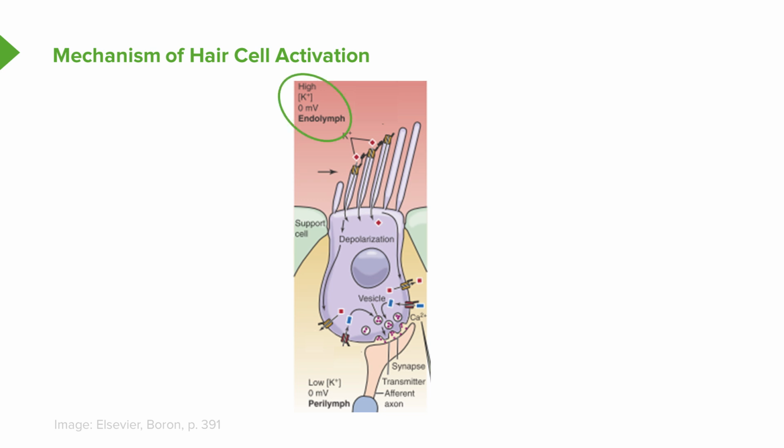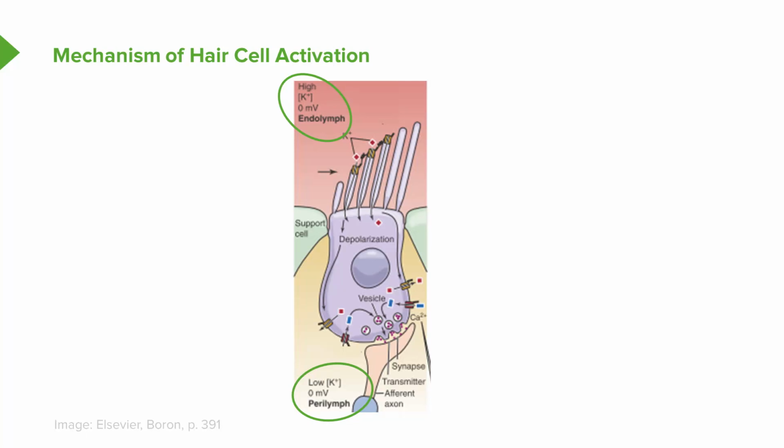What is special about endolymph is its high potassium concentration. Its high potassium concentration is different than other areas in the body, where you usually have the high potassium concentration inside the cell versus outside the cell. Perilymph is more normal in nature, in which it has a low potassium concentration.